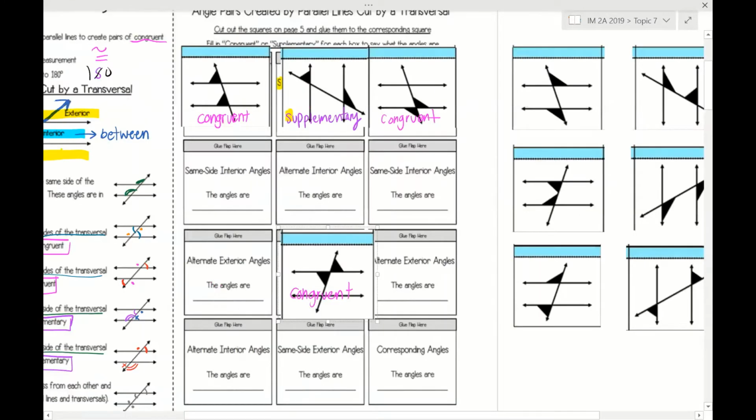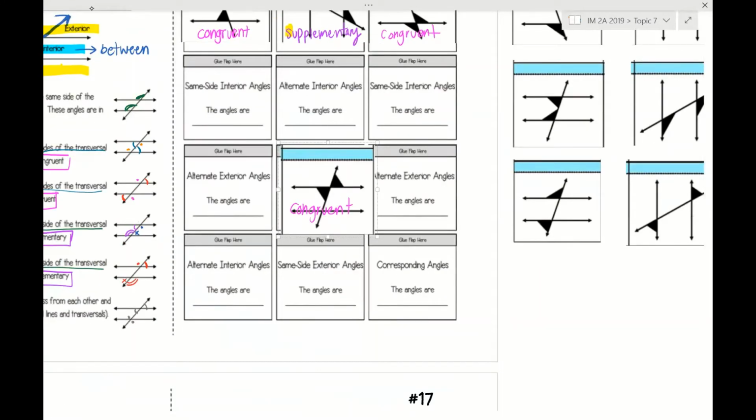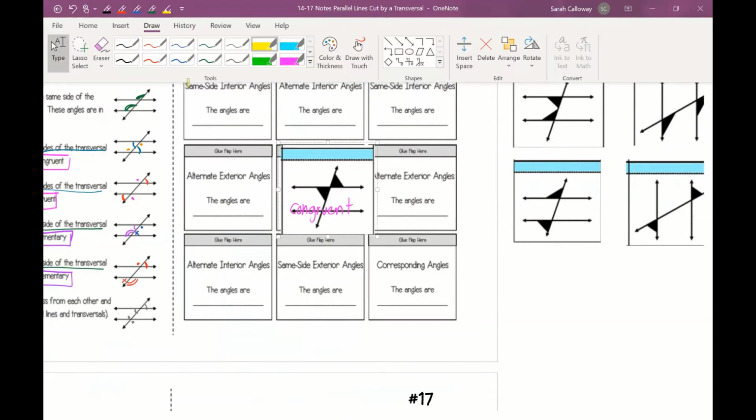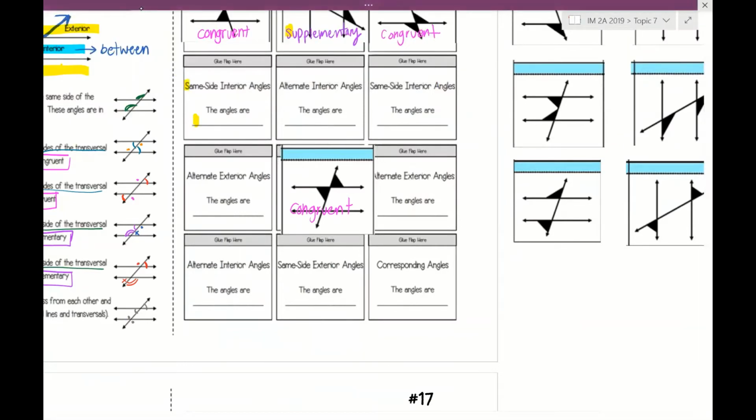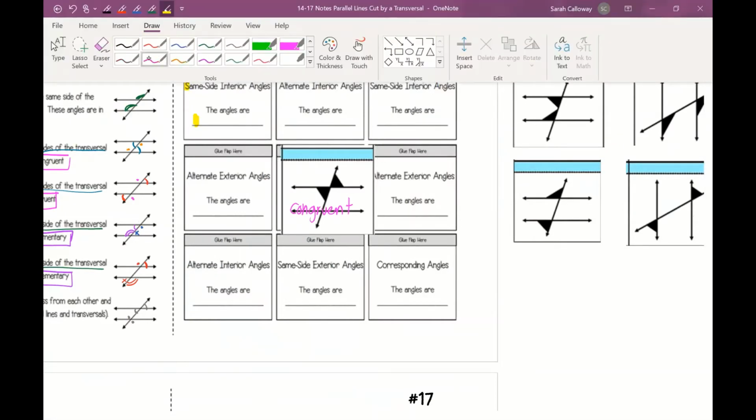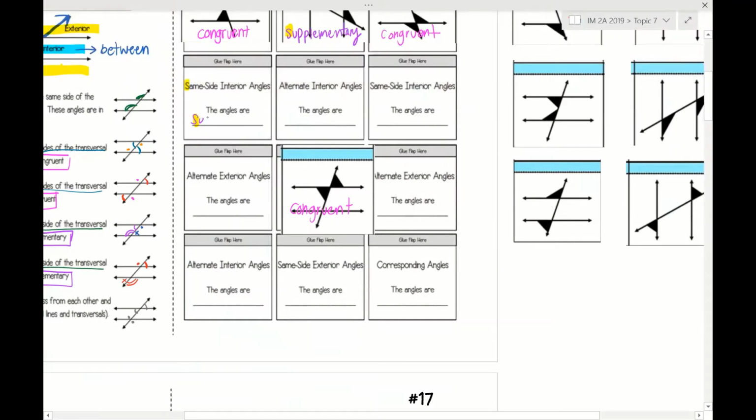Our next one is same side interior. Remember, as soon as we see that word same side, we should think supplementary. And I'm gonna abbreviate this one just because I don't wanna have to try to fit it every time. So if you write large, you might. So I'm just gonna write supplement to abbreviate.